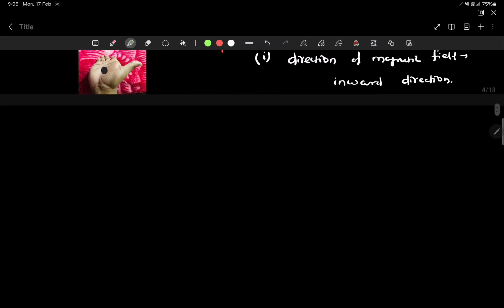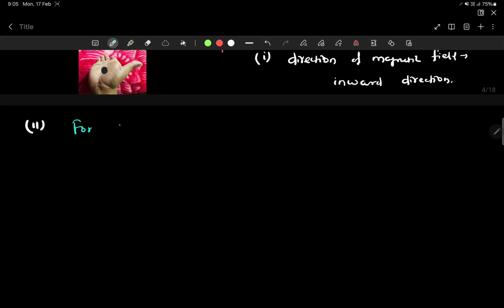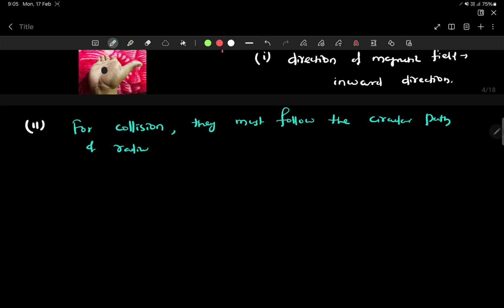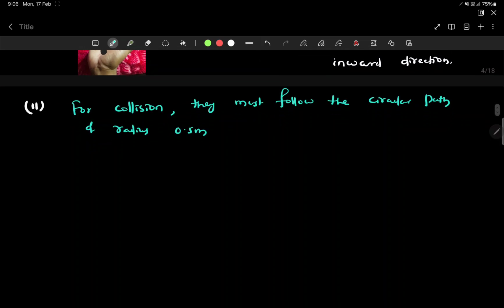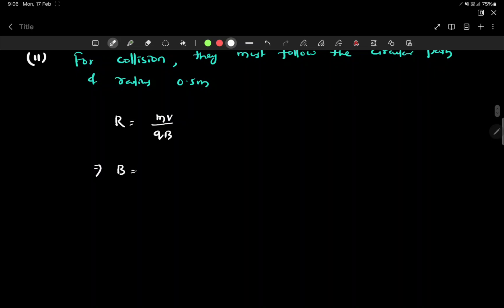So as per our question, for the second bit we can mention: for collision they must follow the circular path of radius 0.5 meter, and in this case the radius formula is r = mv/qB. So now you can calculate the value of B. B = mv/qr.